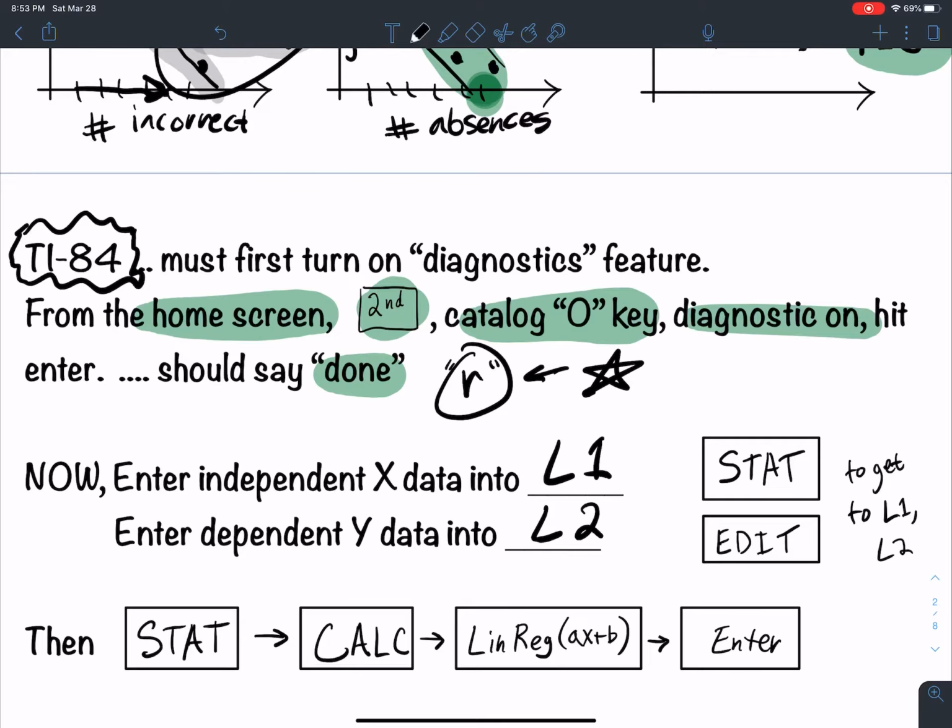Once you do that, and to do that, all you got to do is hit the stat button. Oh, it won't let me highlight. The stat button, and then edit, and that will get you to list 1 and list 2. Okay, no big deal there.